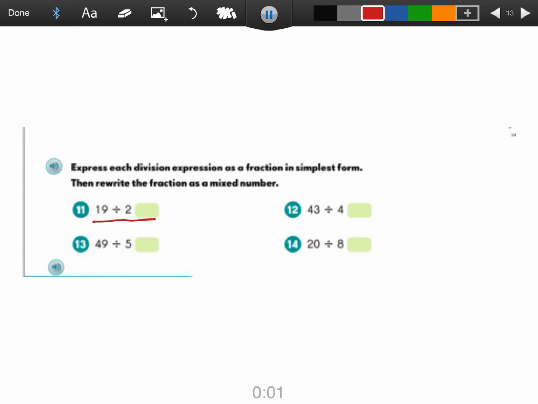So for number 11, we're going to do 19 divided by 2. So let's go ahead and use this method, 19 divided by 2. I know that 2 times 9 is 18, so I'm going to try that. So I have 9 with a half left over, 9 1/2.